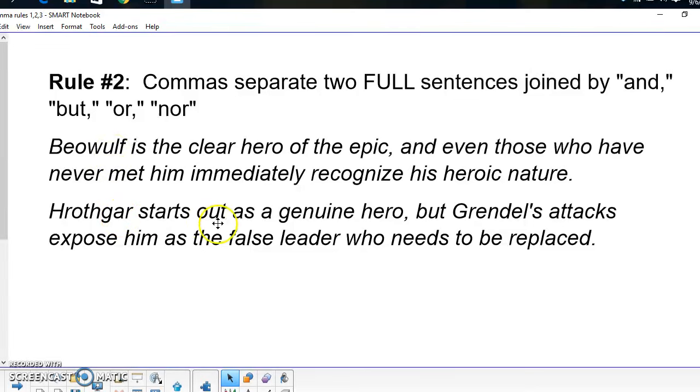Same thing here. Hrothgar starts out as a genuine hero. There's my full sentence, subject and a verb. Here's the "but." Just because there's a "but," though, doesn't mean that I'm going to use the comma. I will if I have a full sentence on the other side. So check on the other side. Here's my subject, "attacks," and it has its own verb, "expose," subject and verb on this side, subject and verb on this side. The comma is going to go right in here before the "but" to tell my reader that two full sentences are being joined here.